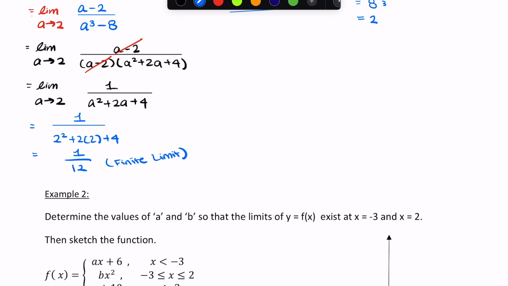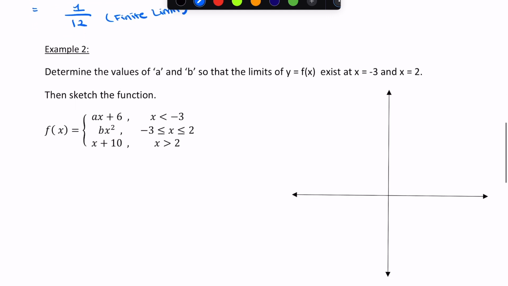So finally, let's look at this last example here. It says determine the values of a and b so that the limit of y equals f of x exists at x equals -3 and x equals 2. Then sketch the function. So here we have ax plus 6 when x is less than -3, and bx squared when x is between -3 and 2, and x plus 10 when x is greater than 2.